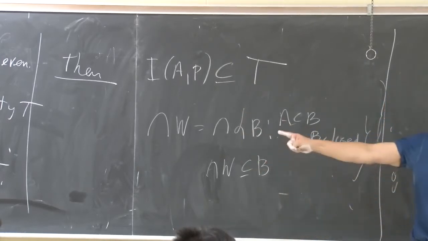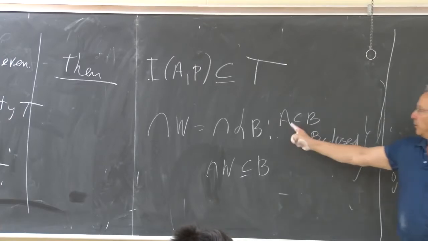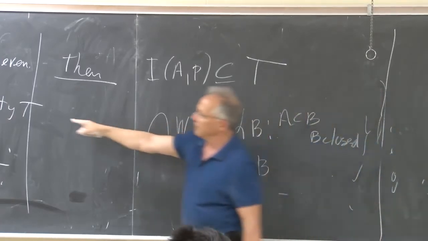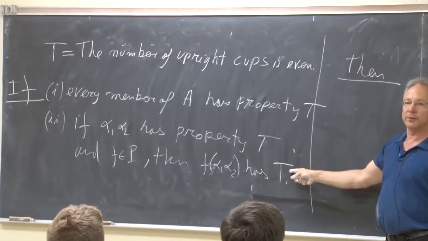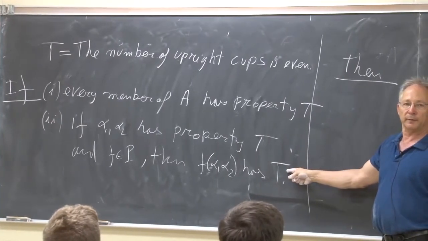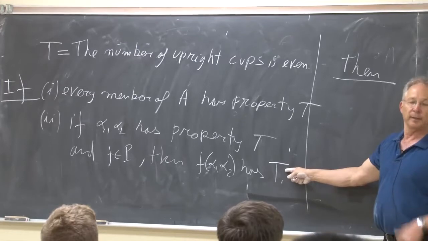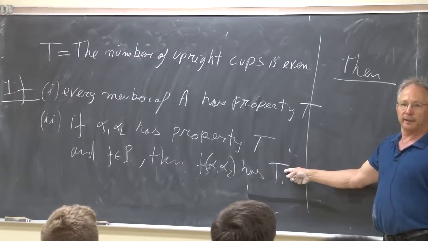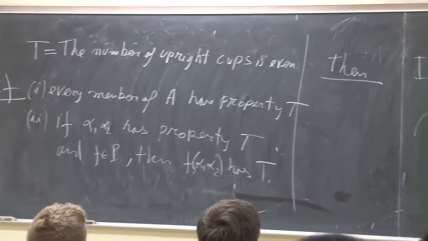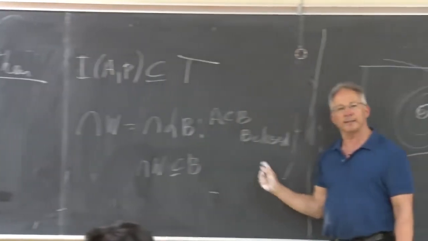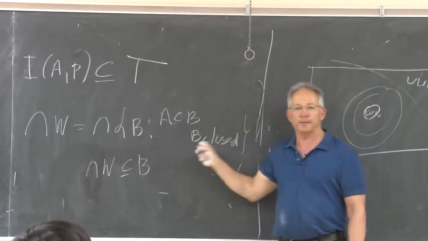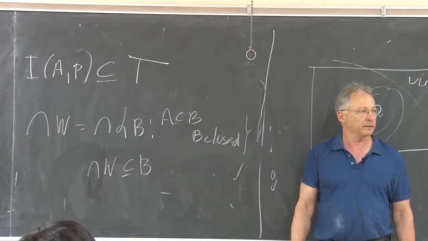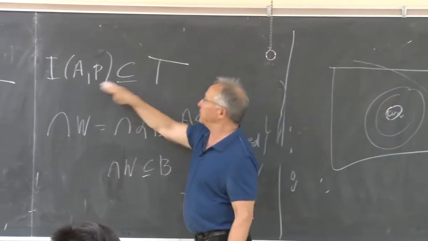I'm showing you that T contains A. It has property 1: every element of A satisfies T. And T is closed under operations: if alpha 1, alpha 2 satisfy T, then applying f still satisfies T. So I show you that T is one of the B's which are intersected here. And we showed that the intersection is a subset of everything that is intersected. So IAP is a subset of T.